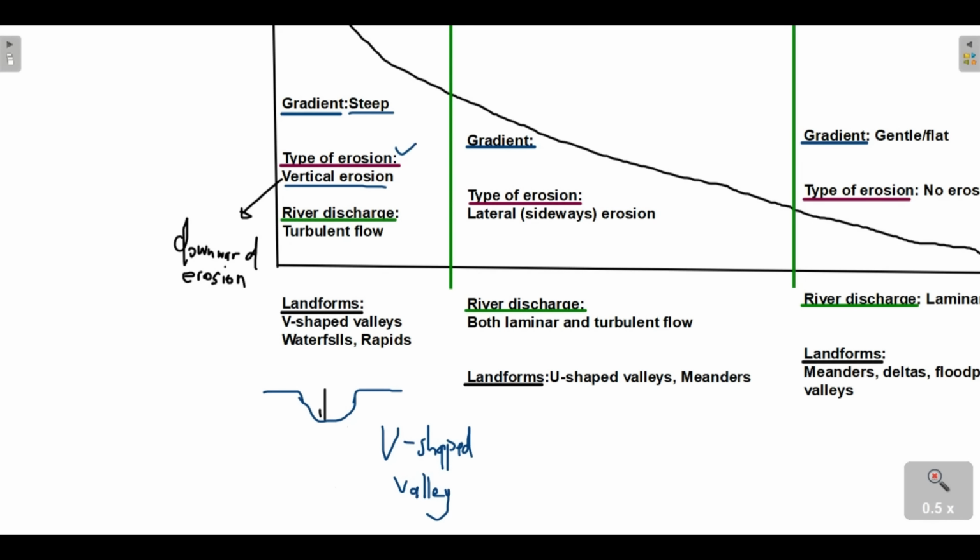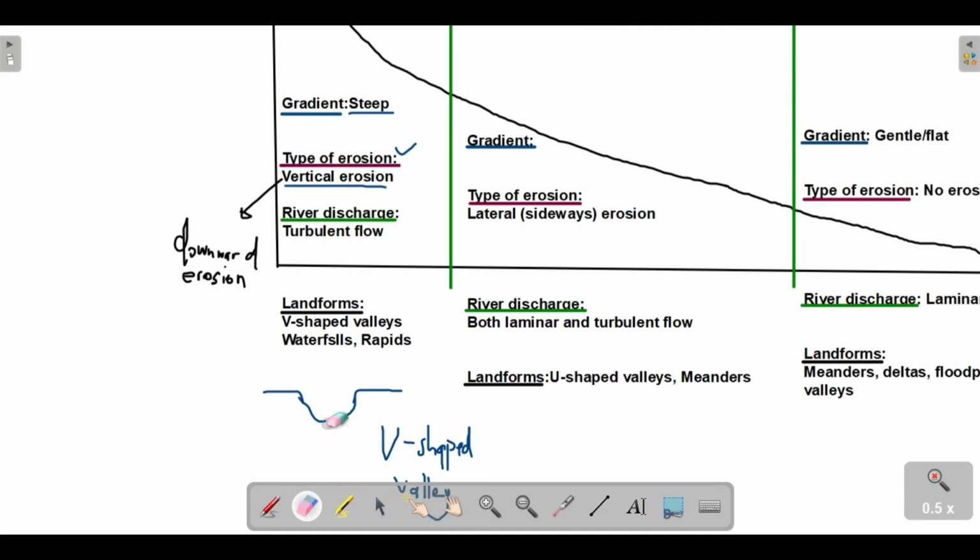So it removes that material, so it digs going downwards. You can sort of imagine a person that is continuously digging, removing only the material that is on the riverbed, not removing the material on the sides, but continuously digging going downwards. So that's what we see there in the upper course.